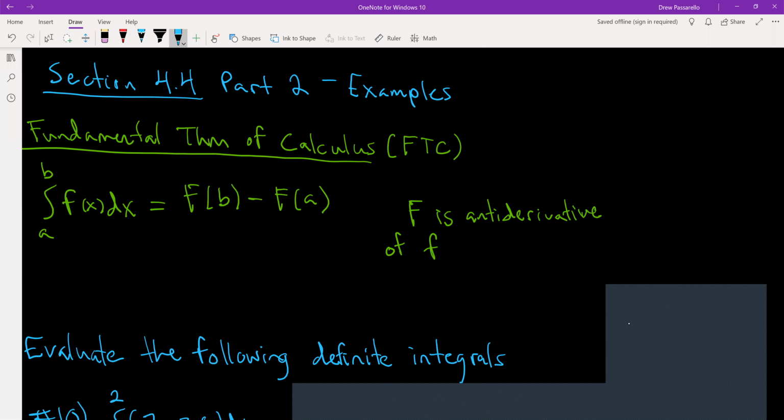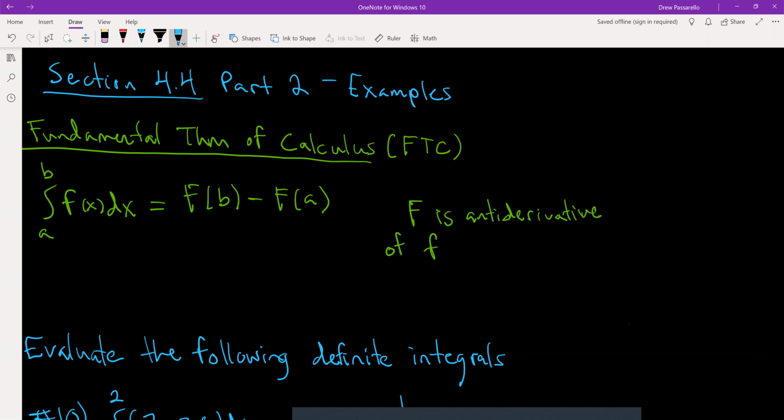This is going to be part 2 to section 4.4 videos, and we're just strictly going into examples now. So I wrote down the fundamental theorem of calculus in green, and it's just the definite integral of f of x dx from a to b is equal to capital F of b minus capital F of a, where capital F is the antiderivative of lowercase f. So again, you have to know your antiderivative or integration rules from section 4.1.